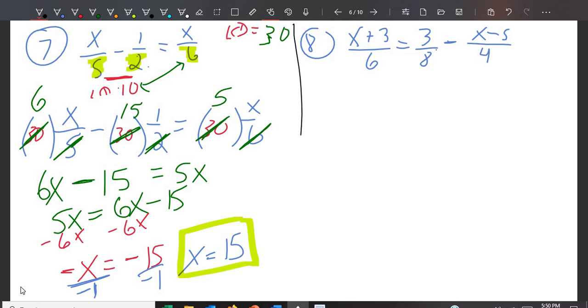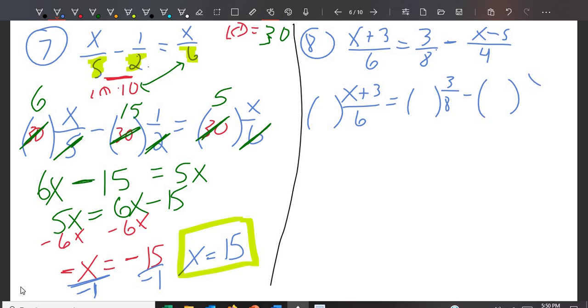Now, number 8 is a little bit different because it's got binomials in the top, and you've got to be careful with this. We're going to work it the exact same way. I'm going to put parentheses next to every term, and I'm going to find the common denominator and put it in the parentheses.